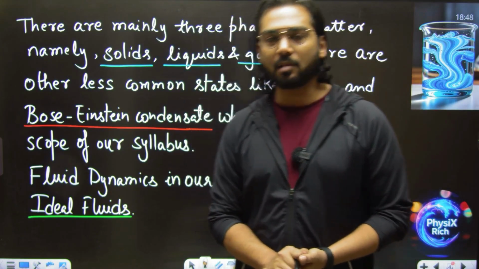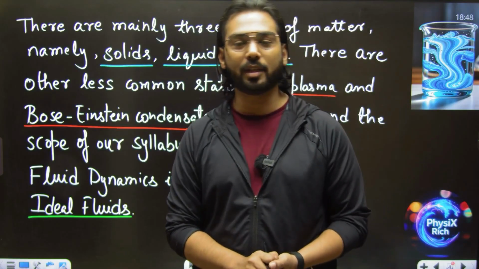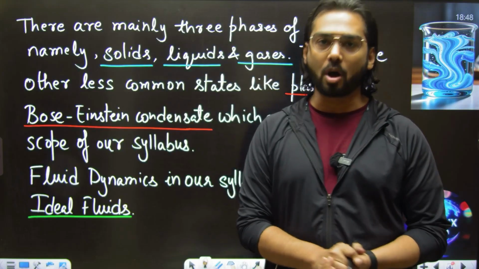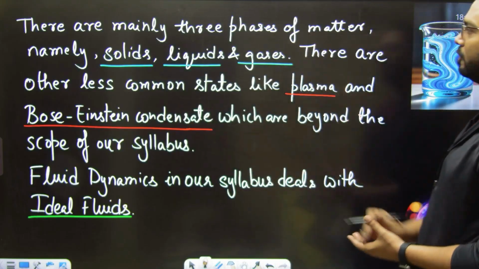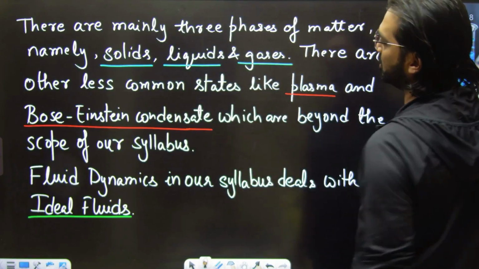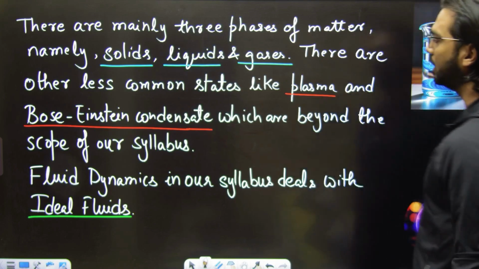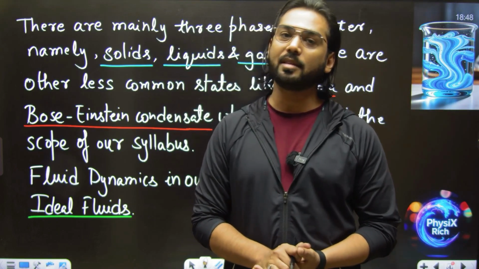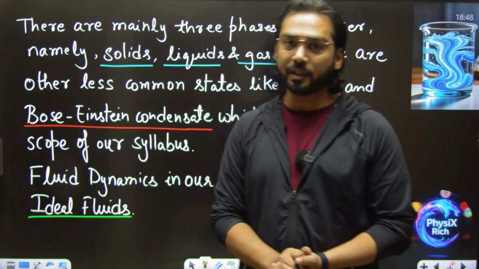Now you see guys, there are multiple phases of matter. You know that there are solids, there are liquids, and there are gases. These are the most common phases of matter. There are three most common phases of matter: solids, liquids, and gases. There is something called plasma. There is also something called Bose-Einstein condensate. These are also different phases of matter.